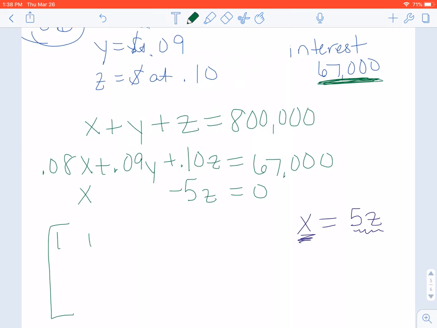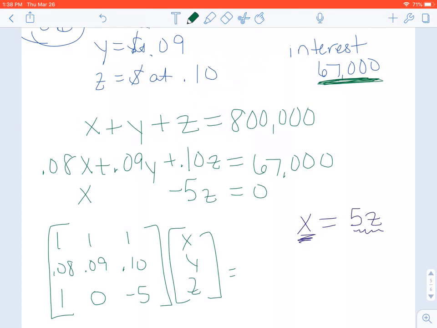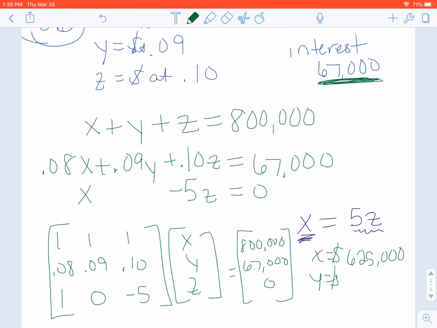You can use matrices if you want for this. You will be told when you can use matrices on the quiz. We have a 1, a 0, and a -5. Solving for x, y, z, and that's equal to the 800,000, the 67,000, and then the 0. And you should end up with the amount for x being 625,000, the amount for y being 50,000, and the amount for z being 125,000.